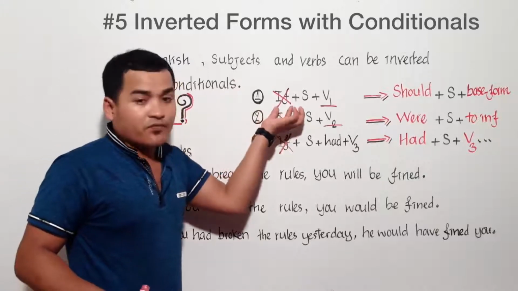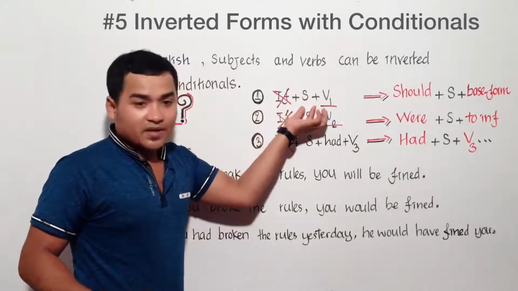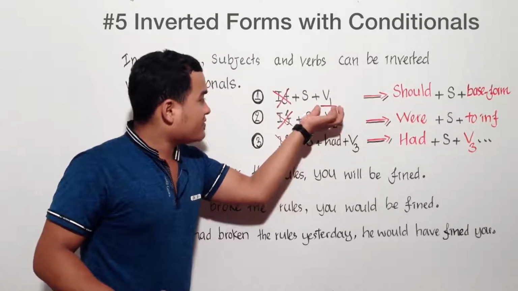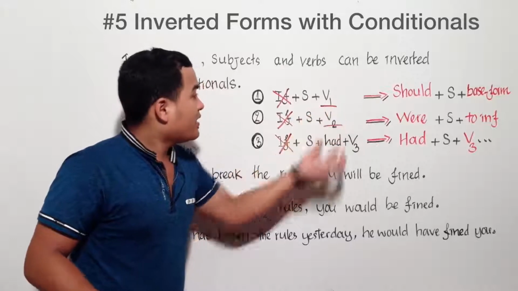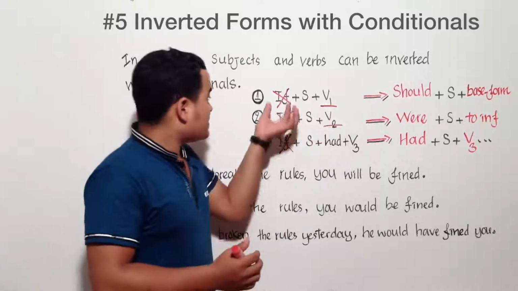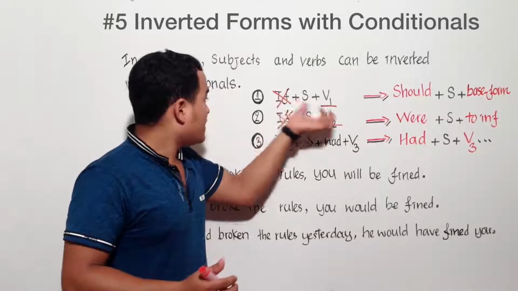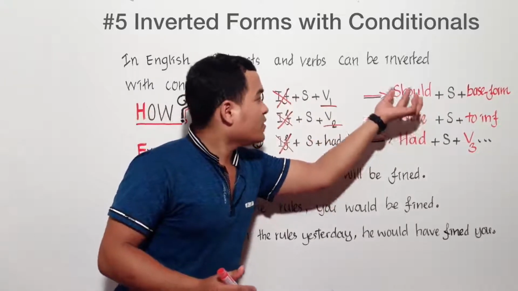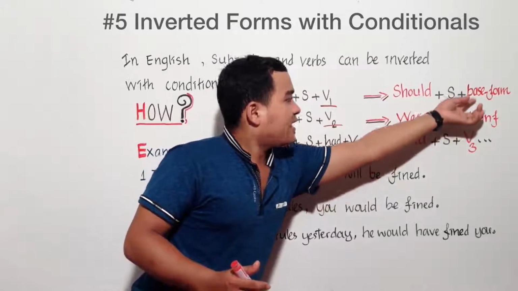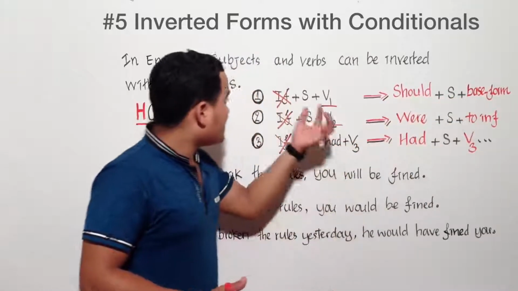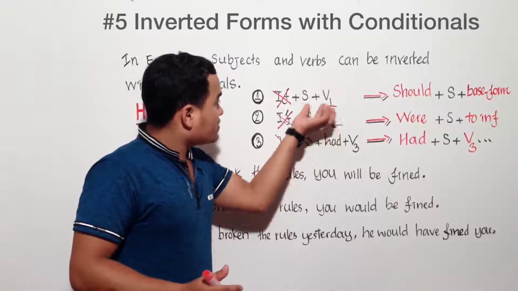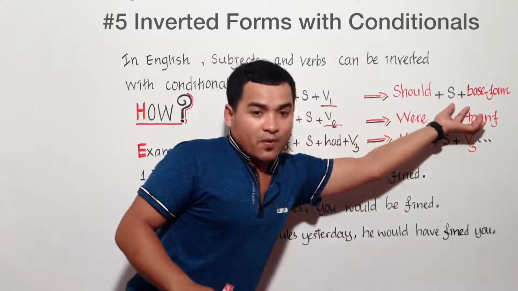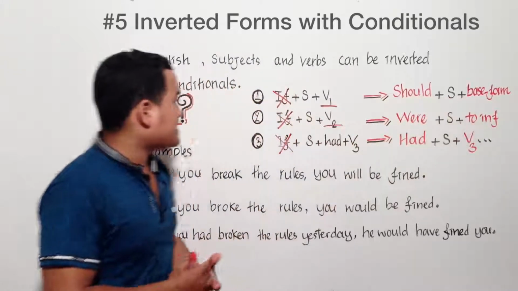Here is the basic form: if plus subject plus present simple verb. Right here I call this verb 1. And if you want to invert it, just simply remove if and then replace it with should. Alright, so should, subject, and then base form. Please remember to change the present simple verb to base form, right? So please do not forget.